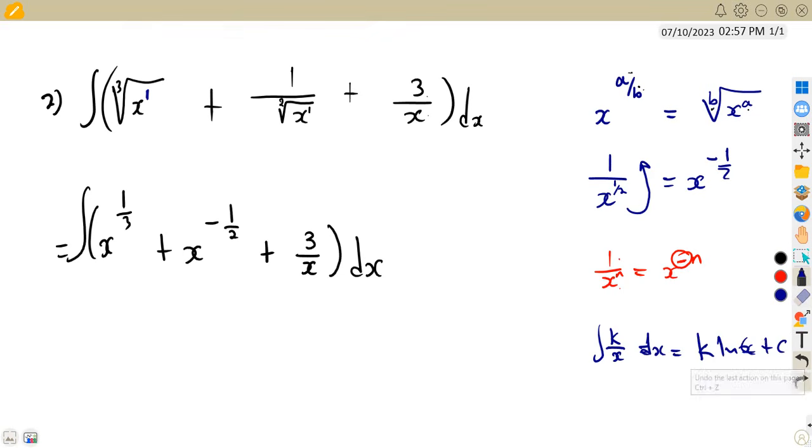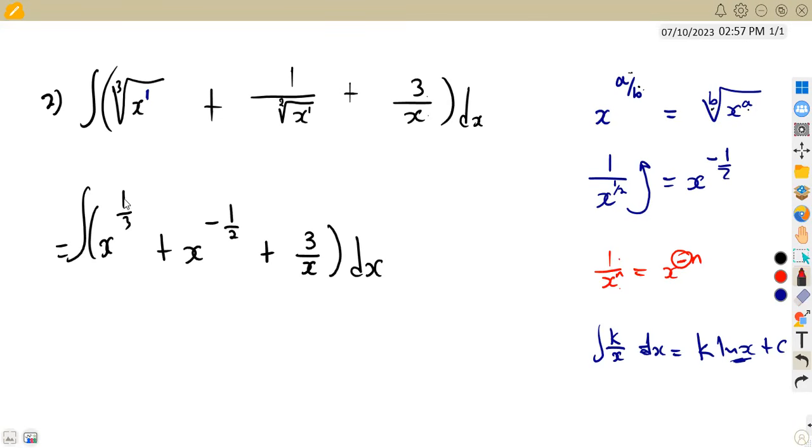Meaning to say, whenever we are having k over x, we are going to have this as k ln x. Remember, the derivative of ln gave us 1 over x. So this is the opposite. Now, integration is the opposite of the derivatives.